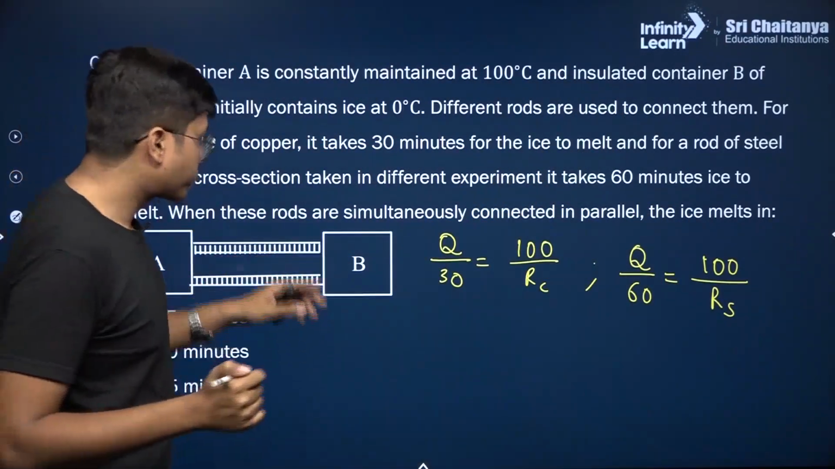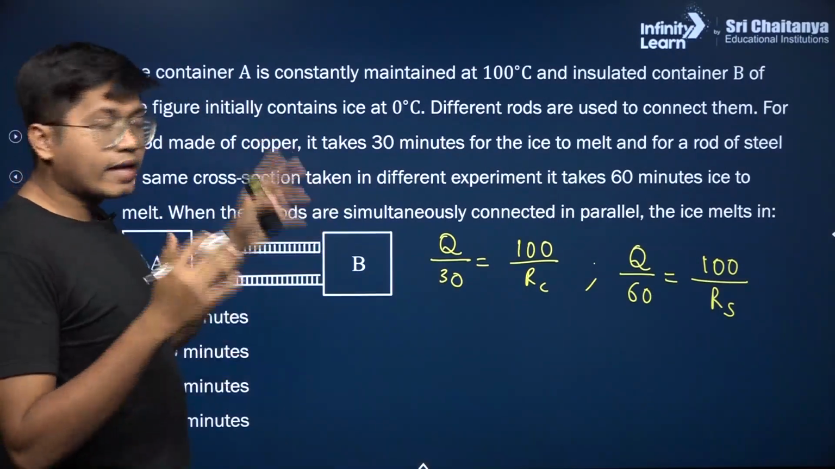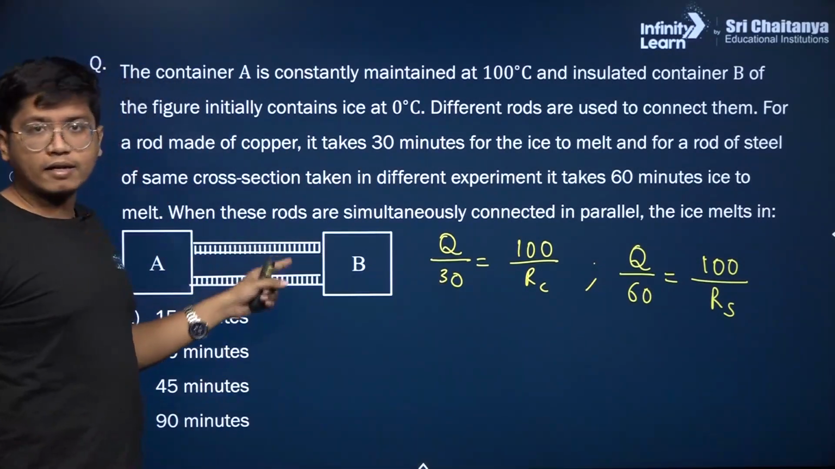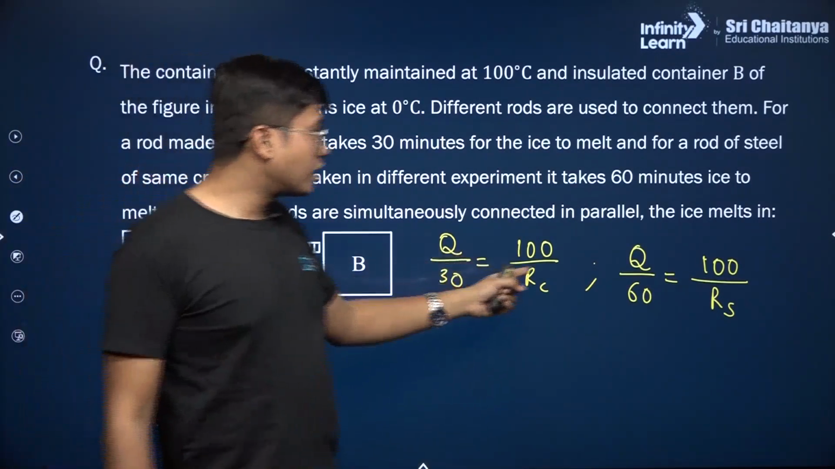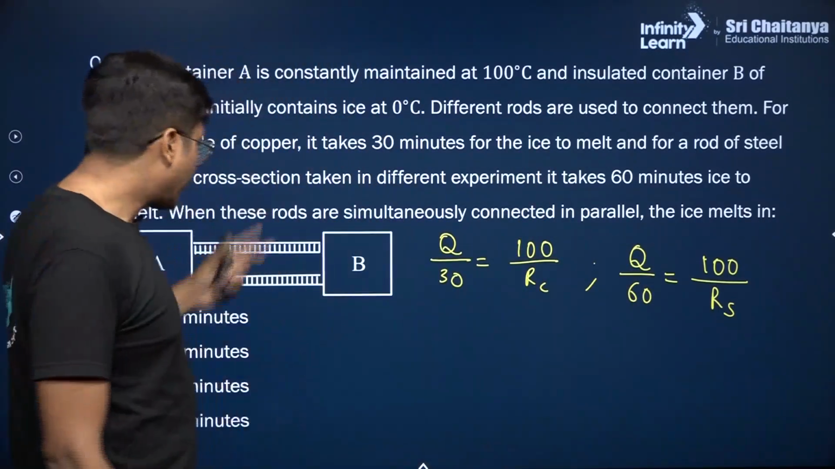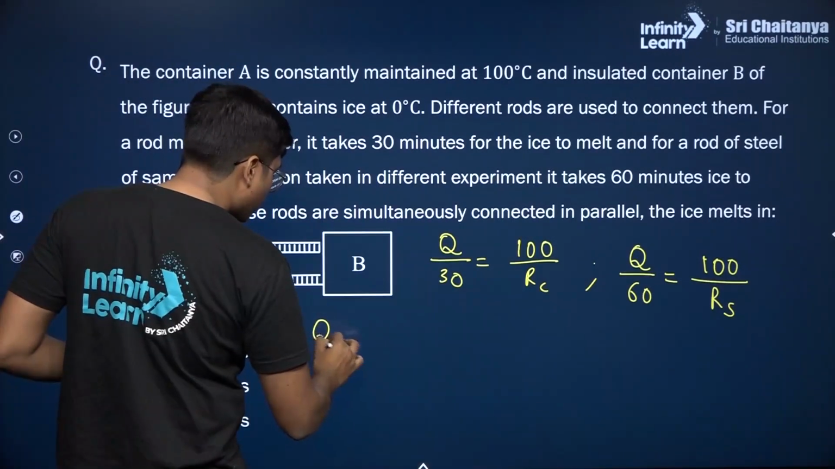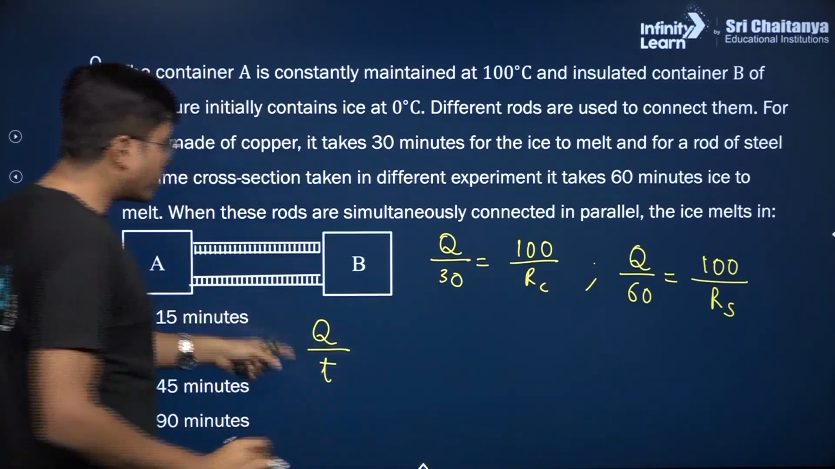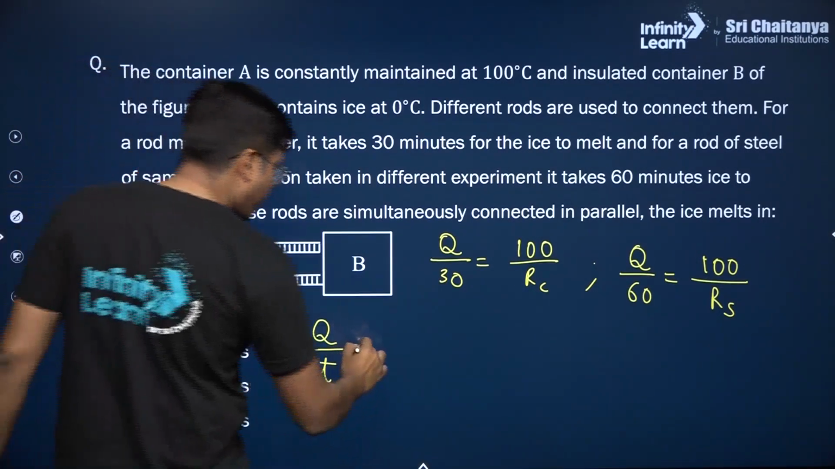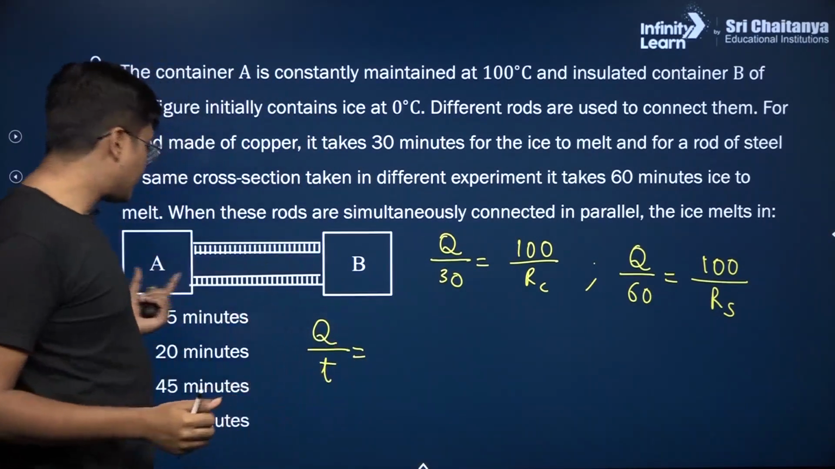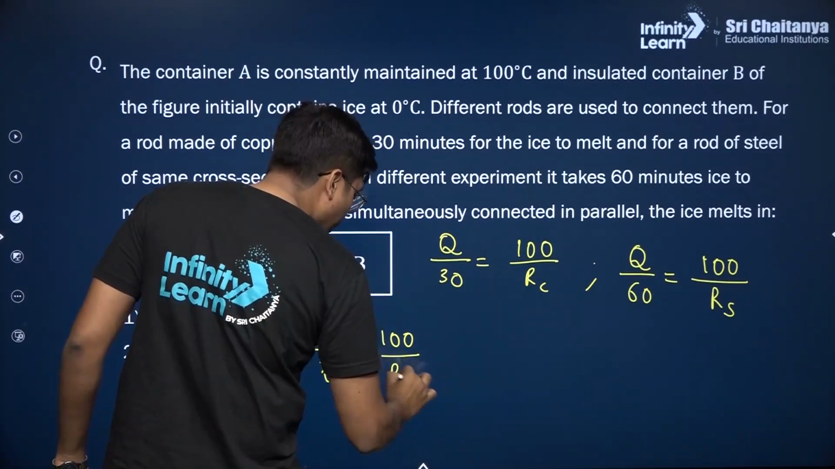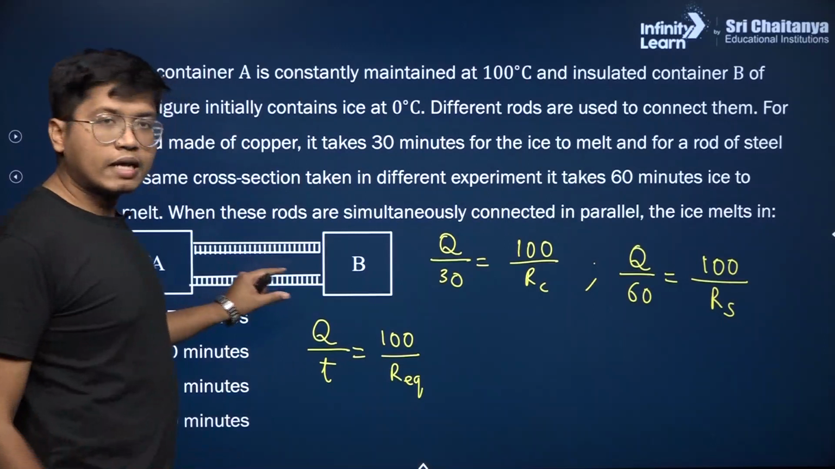Now we know that when you combine them together, you're essentially connecting in parallel, which means for the equivalent thermal resistance, 1 by R is equal to 1 by Rc plus 1 by Rs. And at that time, you have the same amount of energy to be transferred, and the time it will take is T in this case. That T is what we need to find. And that has to be equal to the same delta theta, it's still maintained at 100 degrees, divided by R equivalent, which is the equivalent thermal resistance.